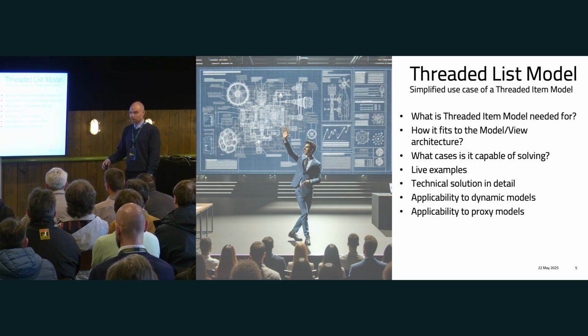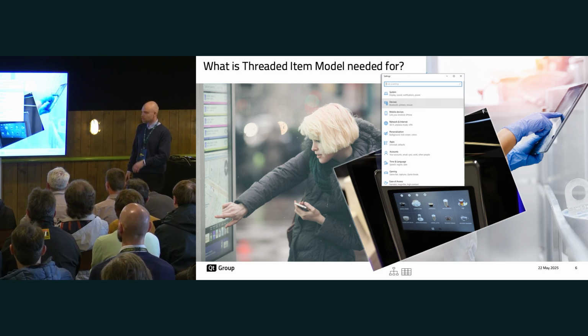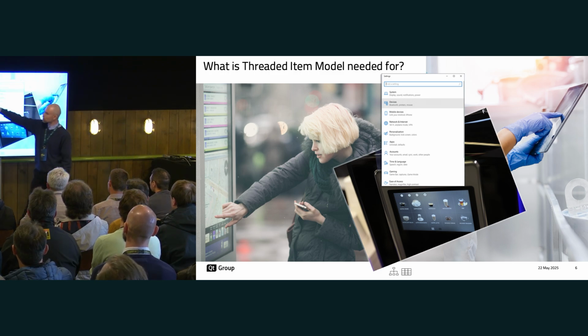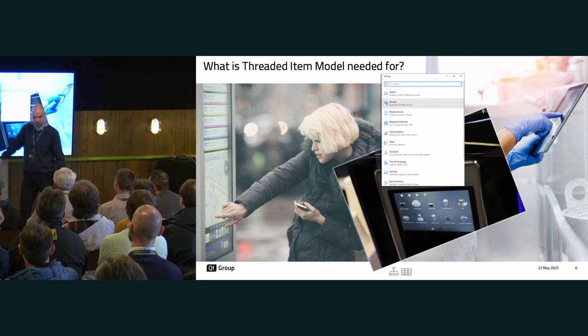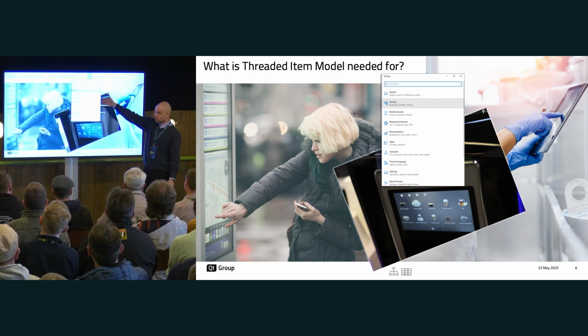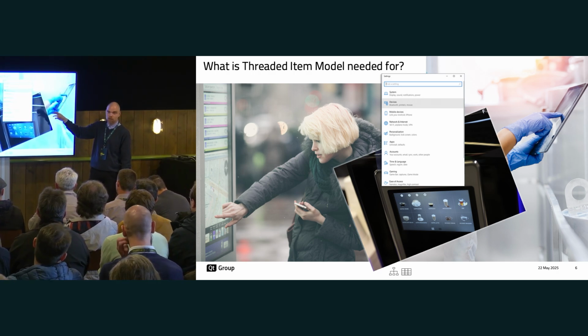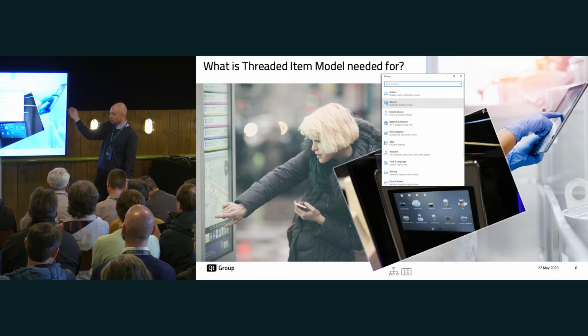I'll start with the question: why a threaded model, what is it needed for? This here shows us lots of lists. That lady over there obviously has a list of something, a horizontal list of what seems to be ads. We have Windows settings, obviously a list. If you expand this window, it will be a grid of icons, but that's a list model providing items.